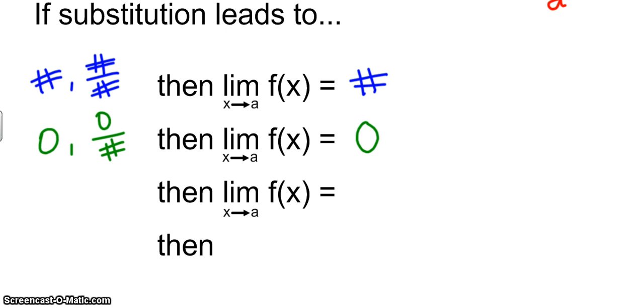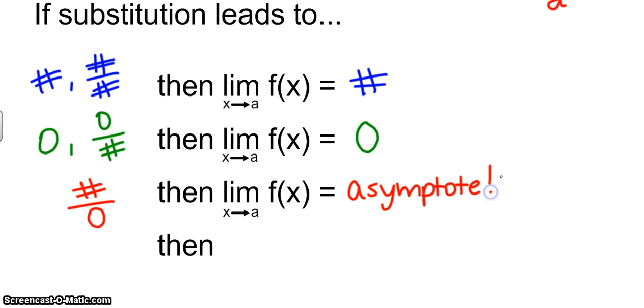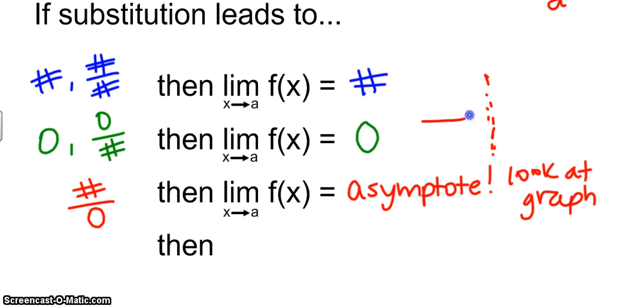If, when you plug in your a value, you get some number over 0, then you've hit an asymptote, and you need to look at the graph. You've got to figure out at this asymptote, have I hit it and gone up, or have I hit it and gone down? One of those 2 things will be happening.